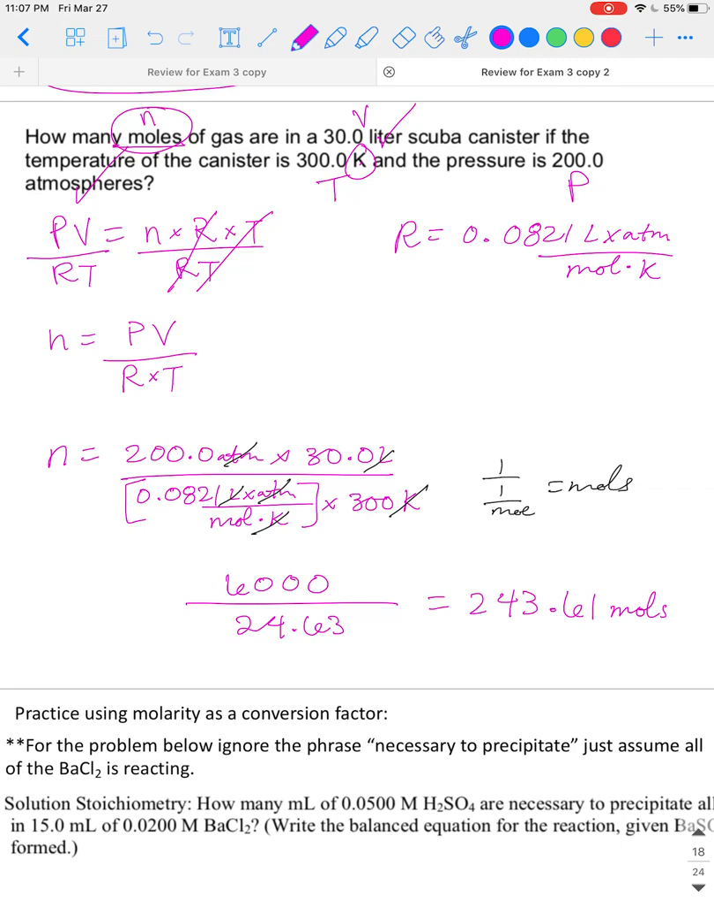Okay, that's a lot of moles. Alright, I think that's it for that one. So we will move on.